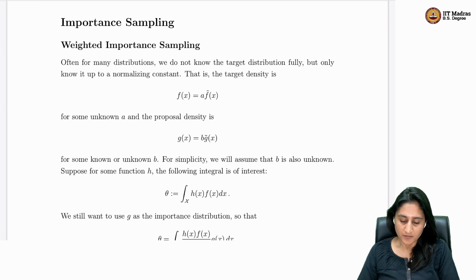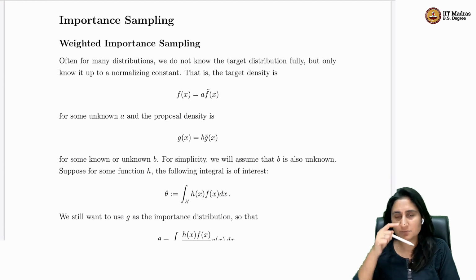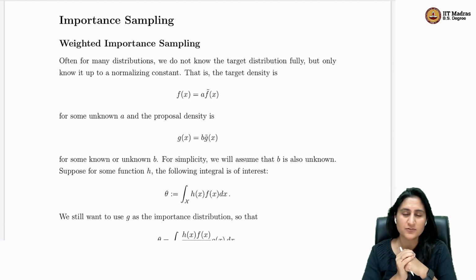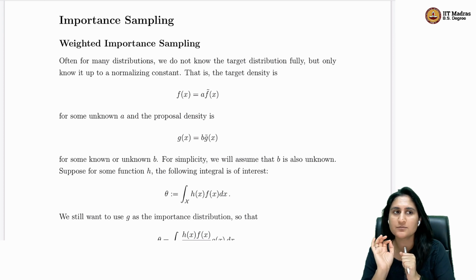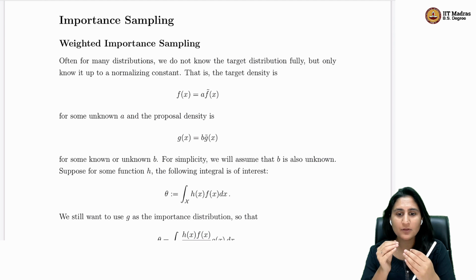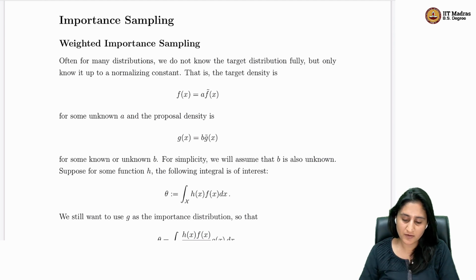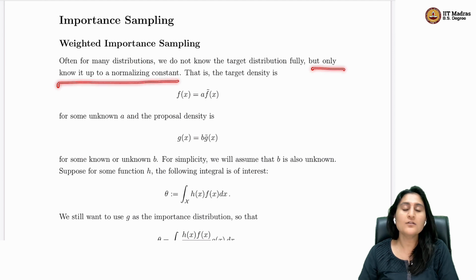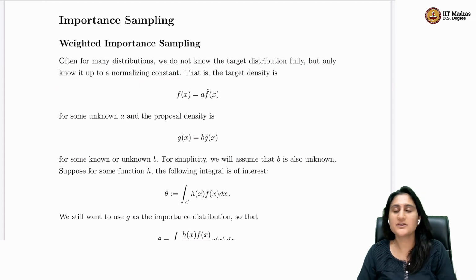So here's the situation. For many distributions, and hopefully we'll get to some of those situations at some point, we often don't know the target distribution fully. We're not aware what the target distribution looks like, but we have to know something about it. And what we know about it is that we know it up to a normalizing constant. So we can figure out a constant up to which we know the density.